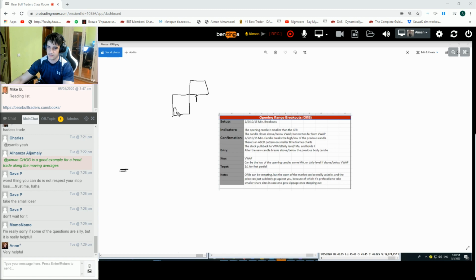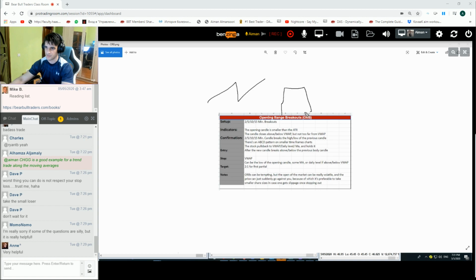I want to see some sort of ABCD pattern inside this candle. Once I see an ABCD pattern in a smaller time frame, that's my confirmation. Small ABCD pattern, maybe you could see an ascending triangle on a smaller time frame. So this is the first 5-minute candle, this is the second 5-minute candle, and you are having an ascending triangle inside these, chopping around, getting tighter, and then it breaks out. So I want to see a mini pattern inside a big pattern.